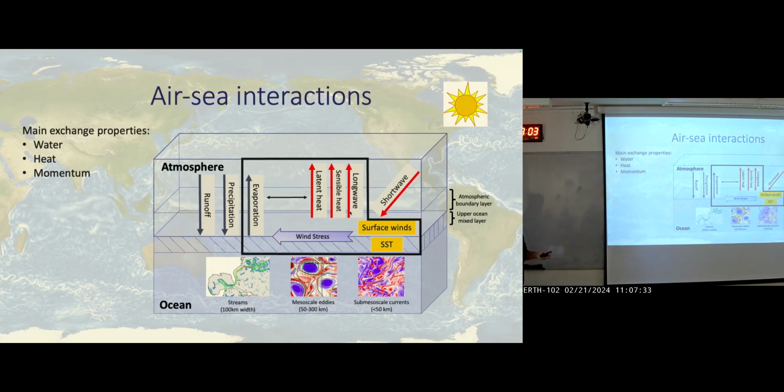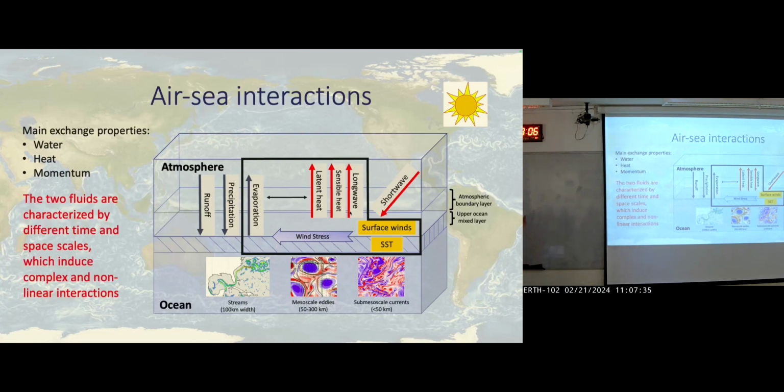So these two fluids, the atmosphere and the ocean, interact with each other. They both have different time and space scales. So in the end, we get interaction which is relatively complex and very non-linear. And in my studies, we are trying to understand these complex interactions better.